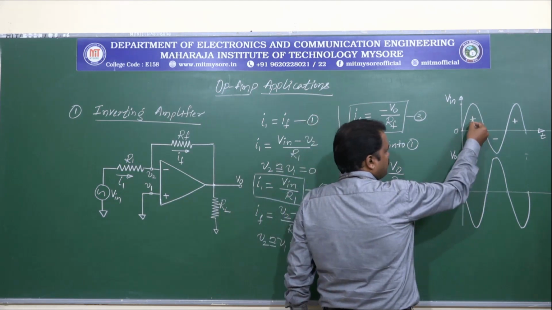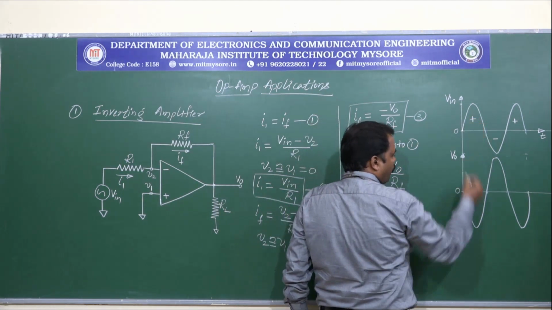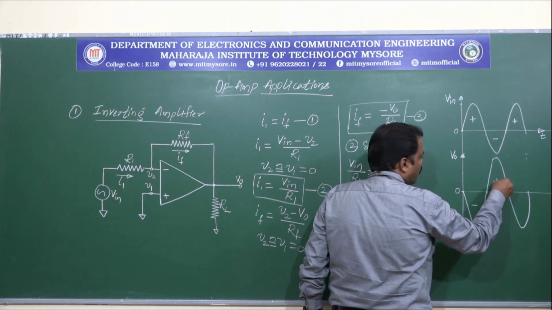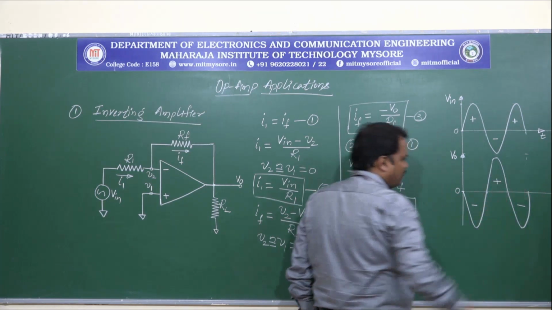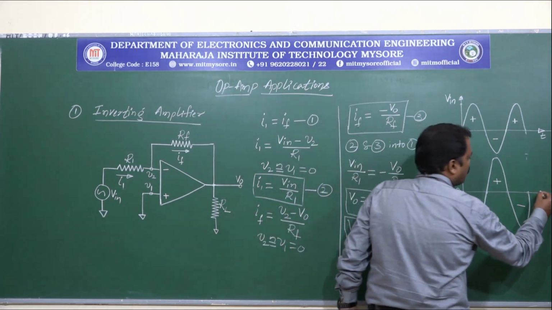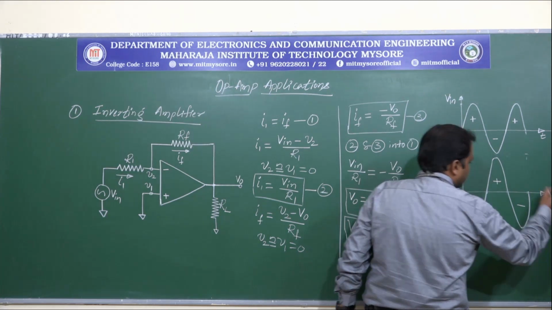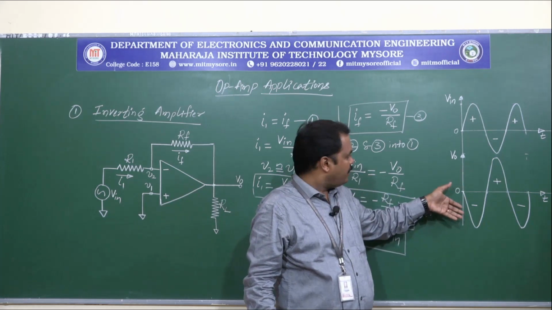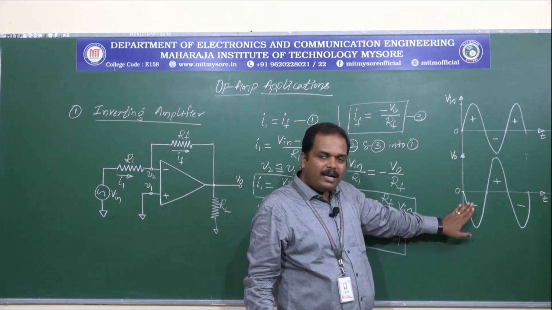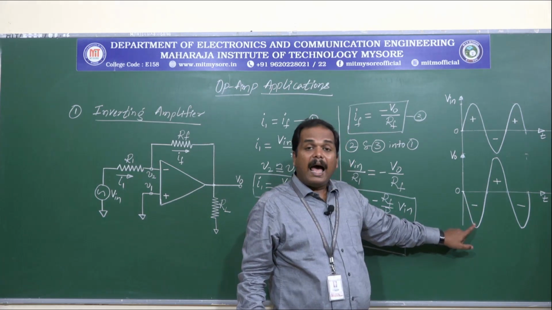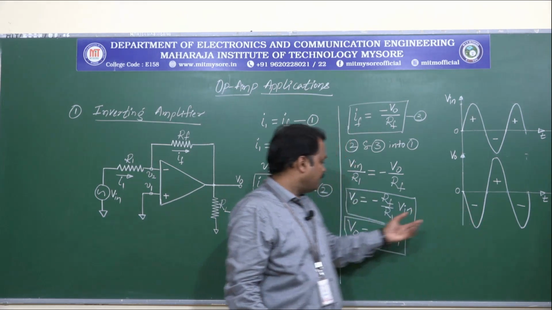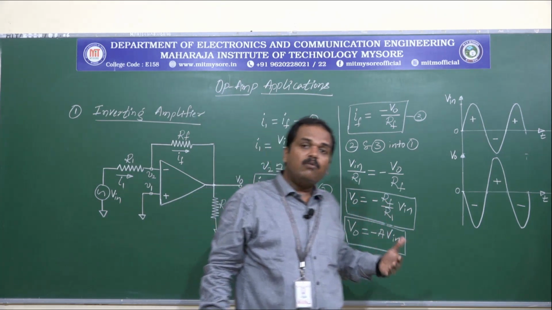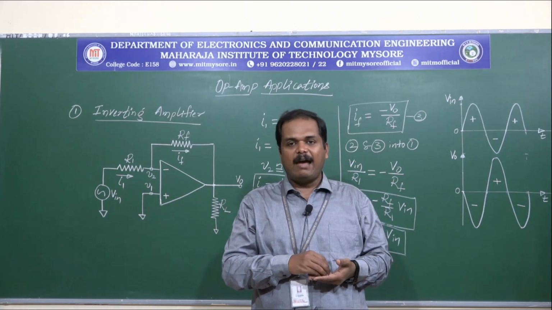Here what we can see is when the input signal has a positive cycle, the output will have a negative cycle. When the input has a negative cycle, the output will have a positive cycle. This is going to be repeated. This is also on the time scale. So what we can see in these waveforms is that the output is 180° out of phase with an amplified level, given by the ratio RF by R1. So this is the working of the inverting amplifier.